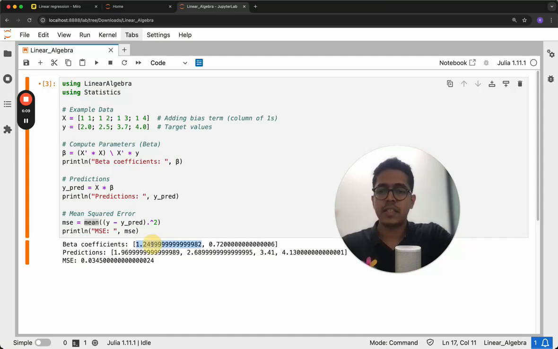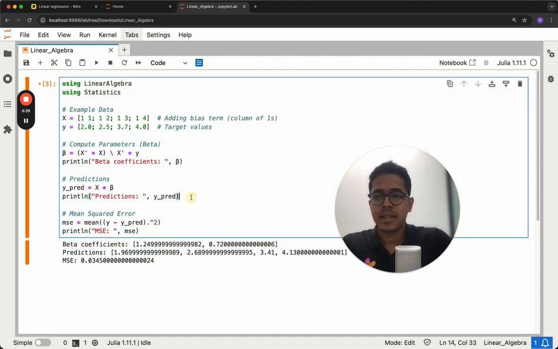So the coefficients beta are 1.24 and 0.72. Can we guess which one is the intercept and which one is the slope? We can see that when we are plotting this, 1 corresponds to 2, 2 corresponds to 2.5, 3 corresponds to 3.7, 4 corresponds to 4. So perhaps the slope is 0.72, the second one, and the intercept is 1.24, the y-intercept.